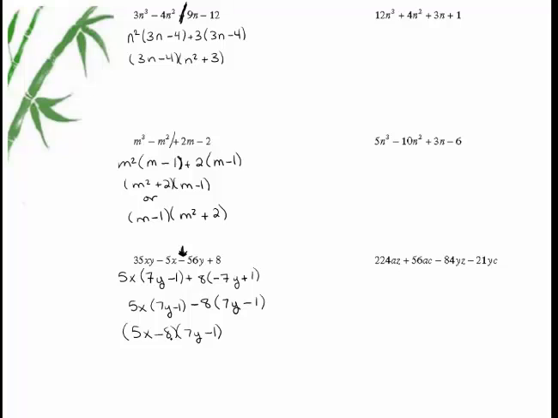What I would like you to do now is pause the video and try to factor these three by grouping. And then after you're finished, unpause and come back on and you'll be able to check your answers.